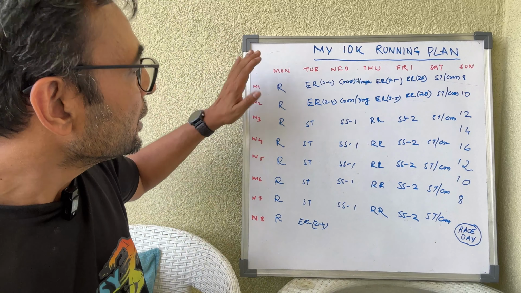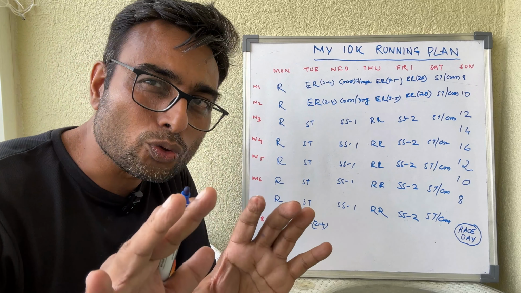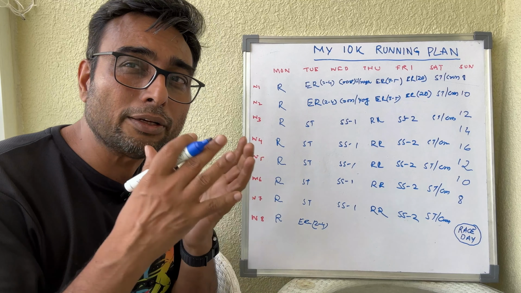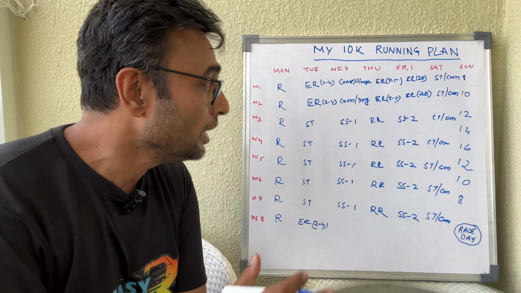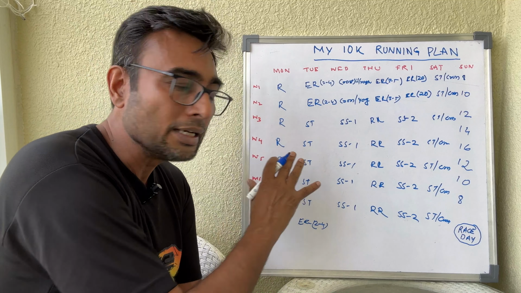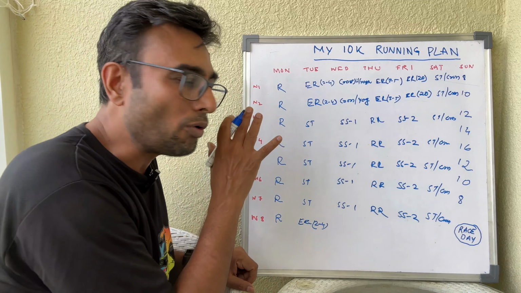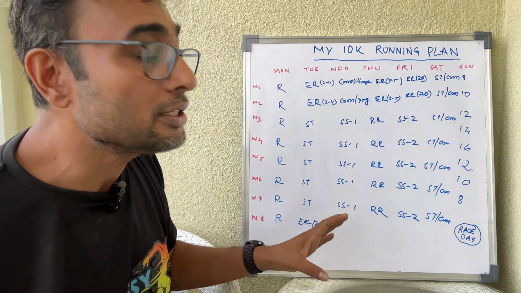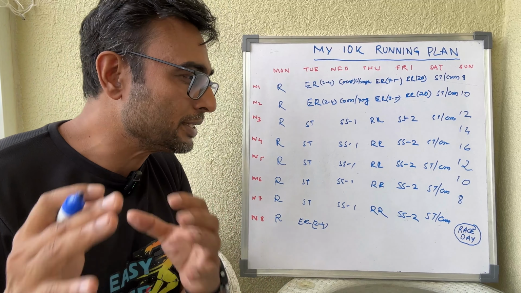Since these recovery runs and easy runs are based on your zones, which are based on the zones that you have already calculated from your own personal maximum heart rate, these are all personalized things. These are all personalized parameters or metrics on which this system is based, and the intervals are going to be at paces which we are going to discuss. That also will be your personal pace.